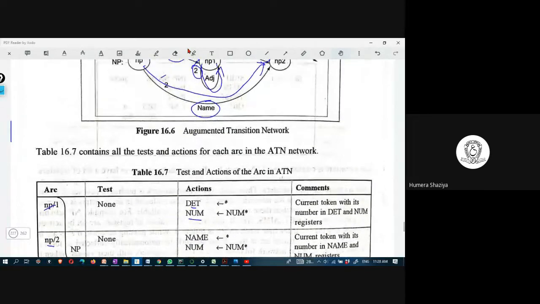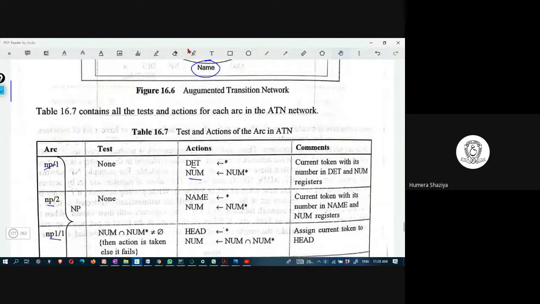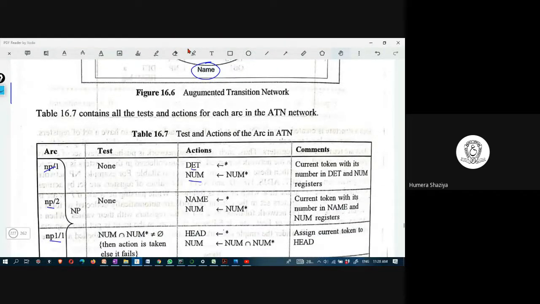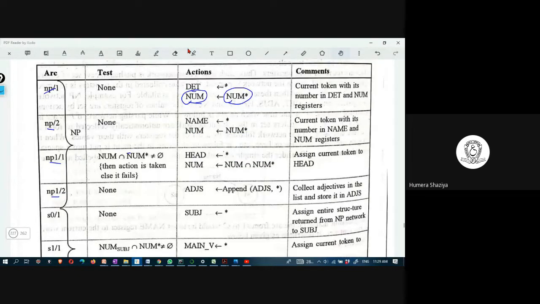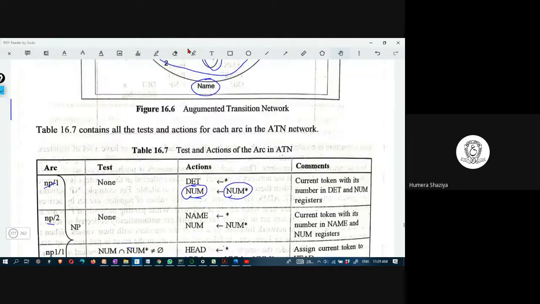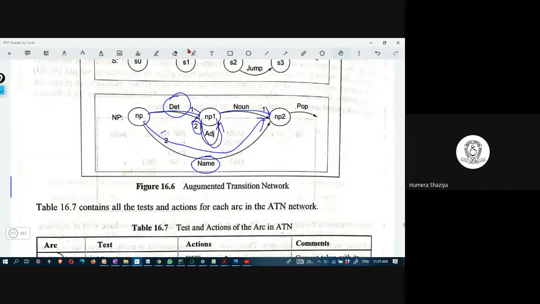np1, np2. So num and num star is the register value. Num is the determiner value. If both is 5, means if there is no determiner, then this noun is assigned a value head, means current token is assigned to head, that implies that this noun is the head of the sentence.